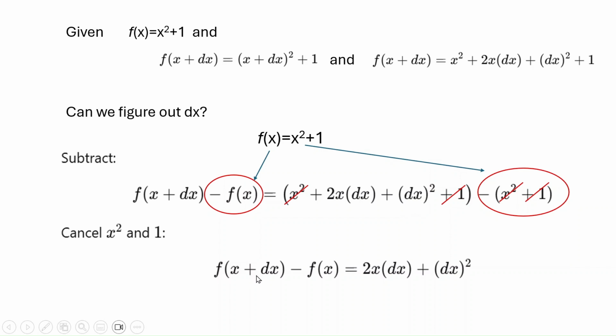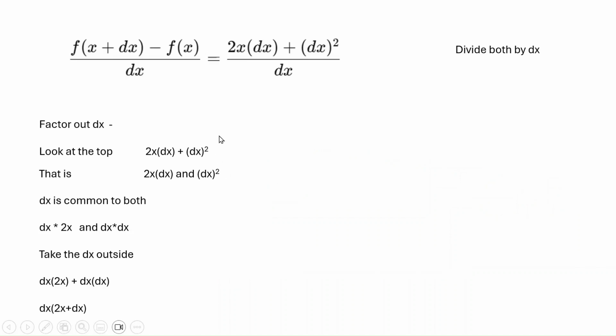So fx dx minus fx is 2x dx plus dx squared. Phew, we're starting to reduce down the number of terms in our equation. We were expanding them for a while, now they're coming back down, they're reducing. If we look at the top, 2x dx plus dx squared is effectively the same as 2x dx plus dx squared, and it's the same sort of thing. Dx is common to both.